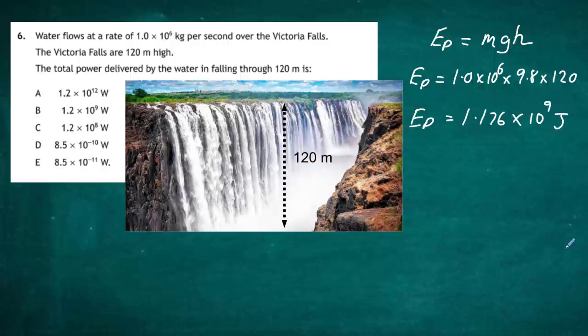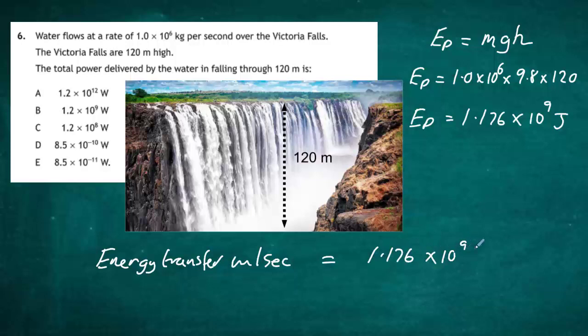Okay. Now that potential energy is going to be transferred into kinetic energy, so your energy transfer is going to take place in 1 second. So the energy transfer in 1 second is going to be equal to 1.176 times 10 to the power 9 joules, and that's going to happen per second. But we know that joules per second is equal to a watt, so therefore we have 1.176 times 10 to the power 9 watts, and that's going to be the total power delivered by this water.